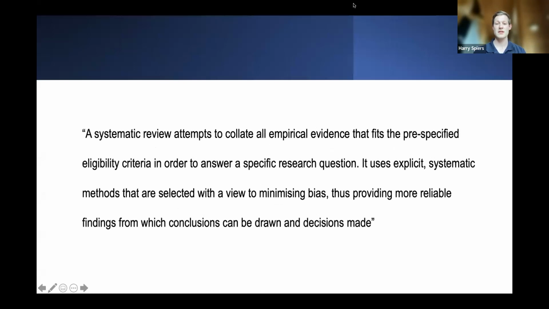So I think the first thing to just remind yourselves of is what we define as a systematic review. It seems like a silly thing to say because we all know what it is, but the times that I struggle are the times where I've forgotten what I'm actually doing. I quite like this definition, where a systematic review attempts to collate all empirical evidence that fits the pre-specified eligibility criteria in order to answer a specific research question.